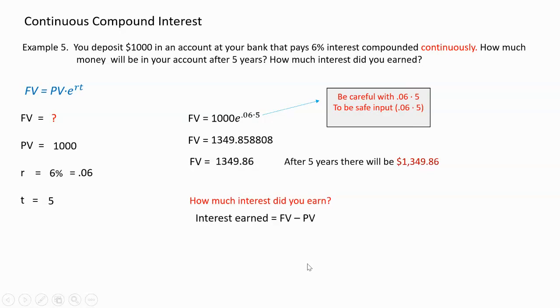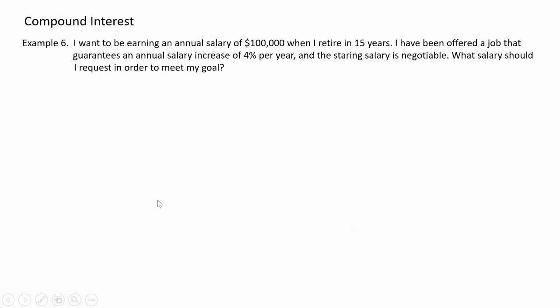So how much interest did you earn? Again, the future value, which is 1,349 and 86 cents, minus the present value, which is 1,000. So the answer will be $349 and 86 cents. Okay, now let me see here. Let's do another compound interest problem.